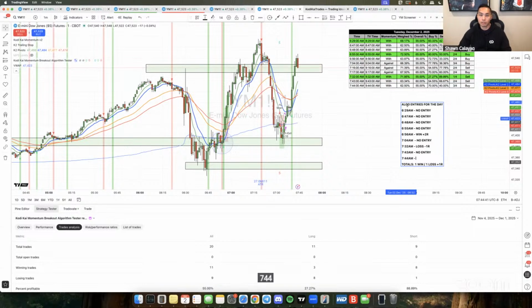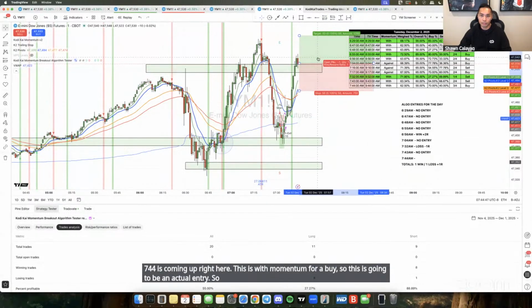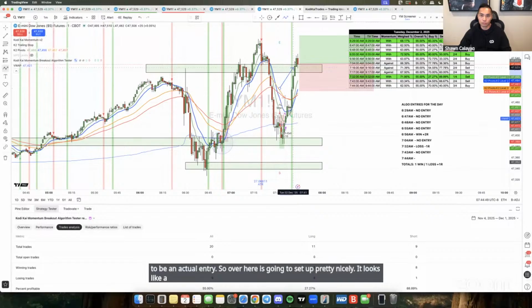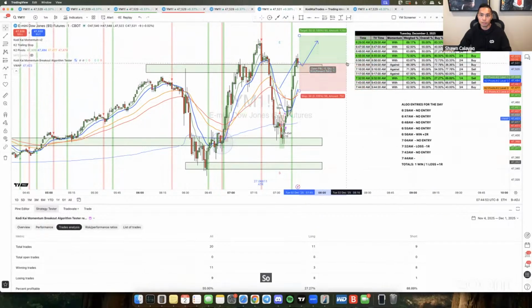744 is coming up right here. This is with momentum for a buy, so this is going to be an actual entry. This over here is going to set up pretty nicely. It looks like a break and retest off the structure. So this could be good.